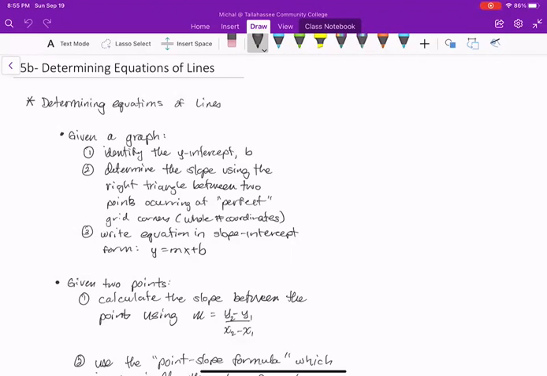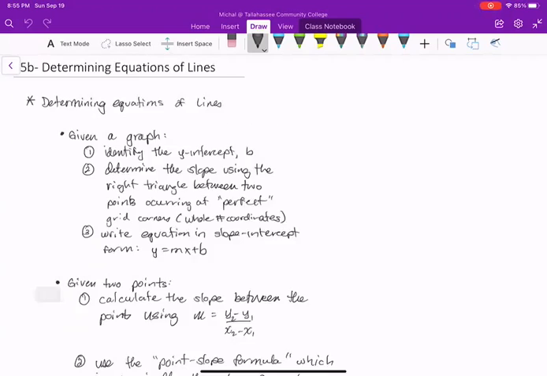The first is if you're given a graph, you're going to identify the y-intercept, b, and you're going to determine the slope, m, but you're going to do that using a right triangle between two perfect points. And when I say perfect points, what I mean is points that have whole number or integer coordinates. It's a place where the line crosses the grid at a perfect corner of a grid square. And then when you're done, you'll have your m and your b, and you write your equation in slope-intercept form, y equals mx plus b.